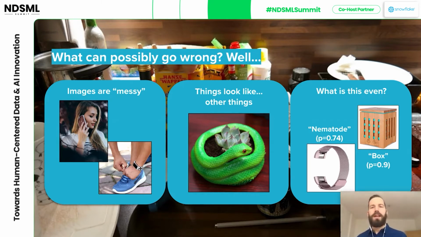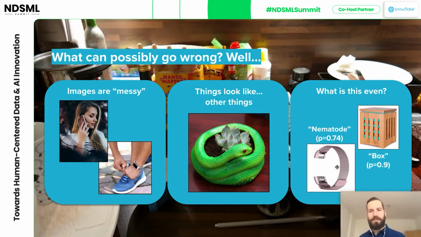We have another problem where things are designed to look like other things. So in this case, I can guarantee you we don't allow the selling of live pets on the platform, but any labeling neural network will tell you that this is a snake. And it's kind of true, right? But it's really hard to tell that this is actually a potted plant. So it's another challenge.